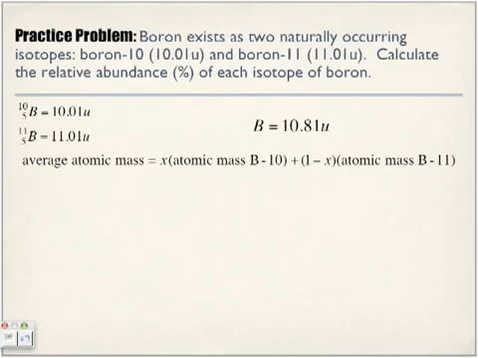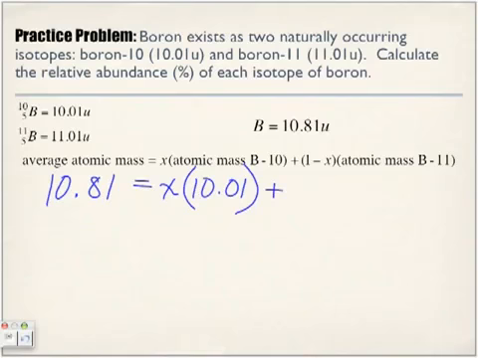Let's start a little bit here. So, average atomic mass, what does this represent here? 10.81 equals x, we don't know, it's just x. x times the atomic mass of B10, which is 10.01, plus we have 1 minus x times the atomic mass of B11, which is 11.01.